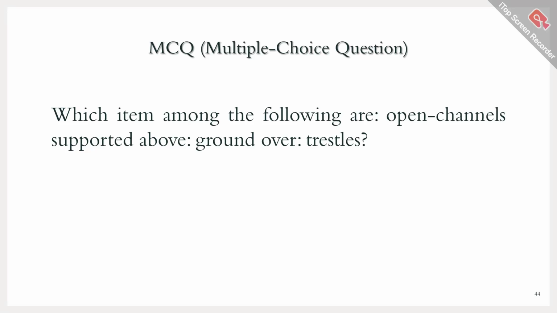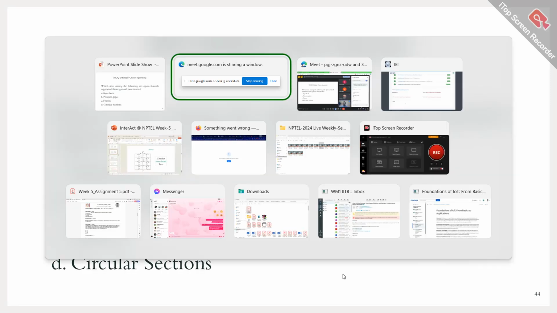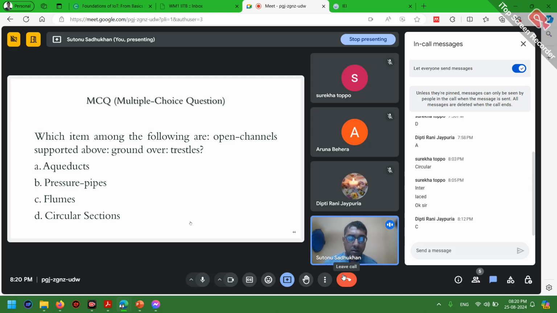Which item among the following are open channels supported above the ground on trestles? Option A is aqueducts. Option B is pressure pipes. Option C is flumes, and option D is circular sections. I'll wait for 2 minutes for you to type the answer option in the chat box. One of the following is an open channel, right? And the other three will basically be closed channels. If you observe the name very carefully, you will be able to answer. Maybe two options will get eliminated from the name itself, because they will form a closed channel.